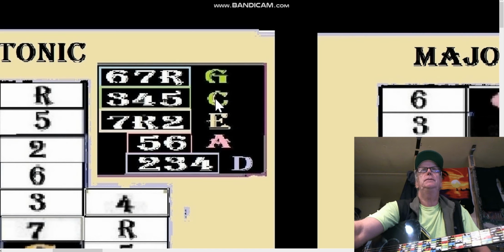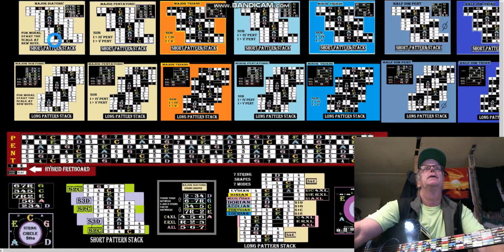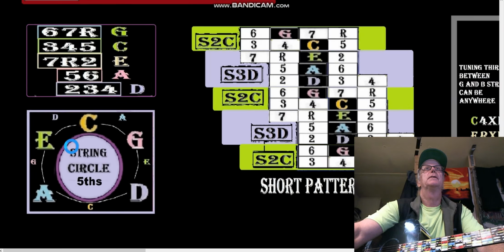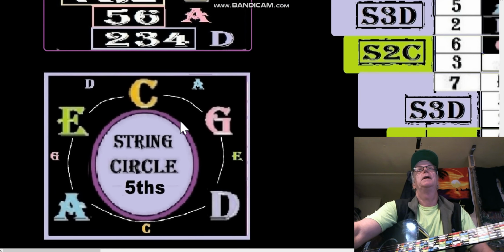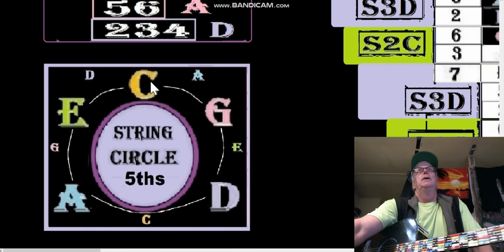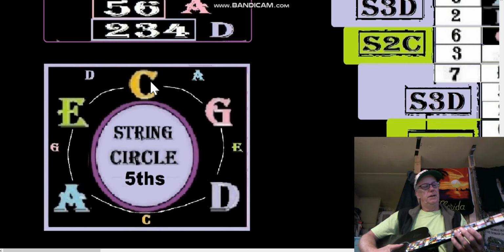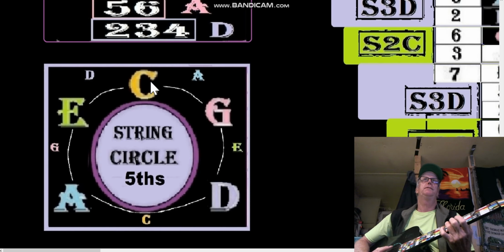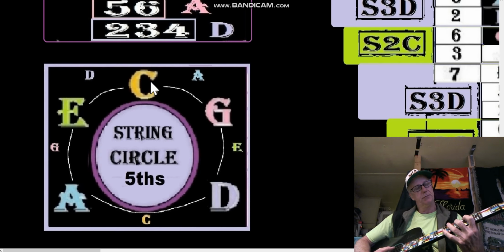And down here we probably have a nice string shaped circle here, right here. Let's zoom in on this one. So we start on C, 2, 3, 4, and then we go to the G string shape. So we got C is 3, 4, 5 rather. Then we go to G string shape 6, 7 root.